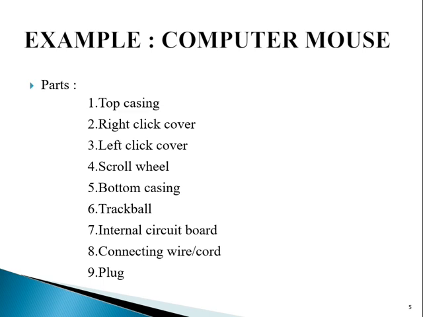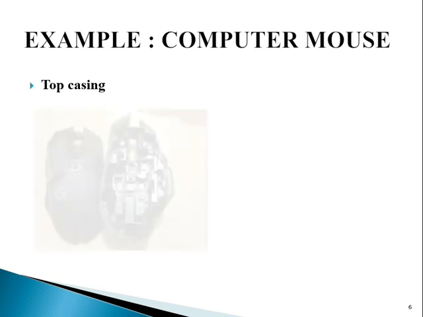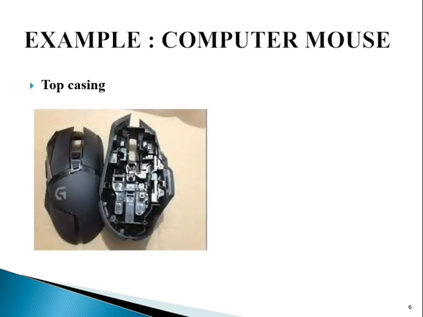So in GTU this question is asked for 7 marks. So this should be in detail. Okay. So now we will see all the parts in detail. First of all is top casing. You can see its image here. Here the top casing is removed and the internal part can be seen. So this is the top casing.